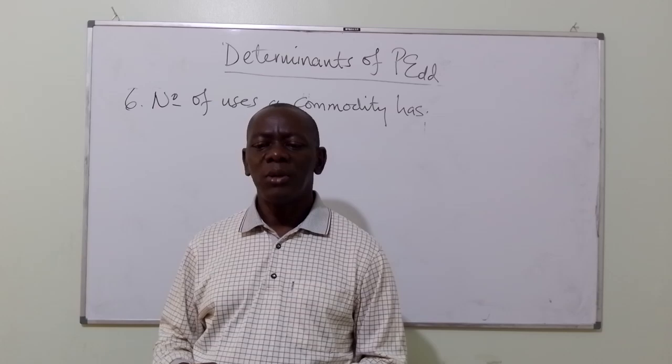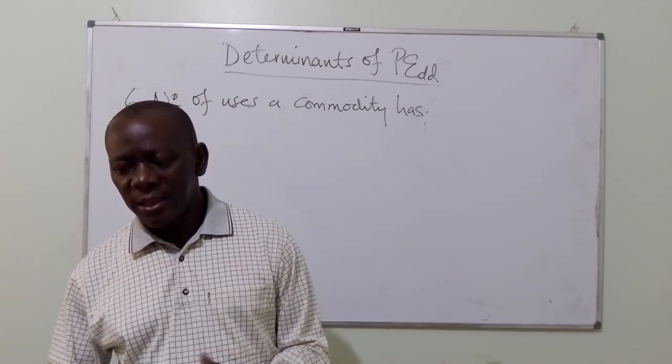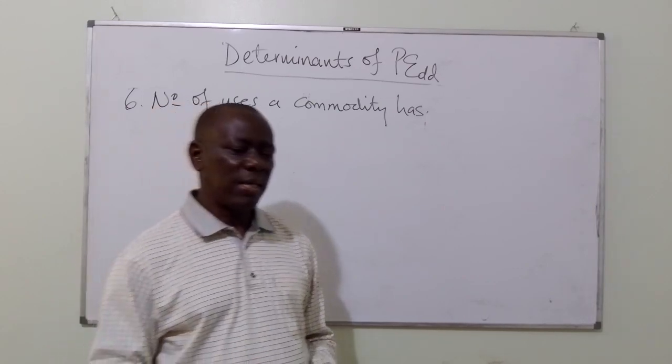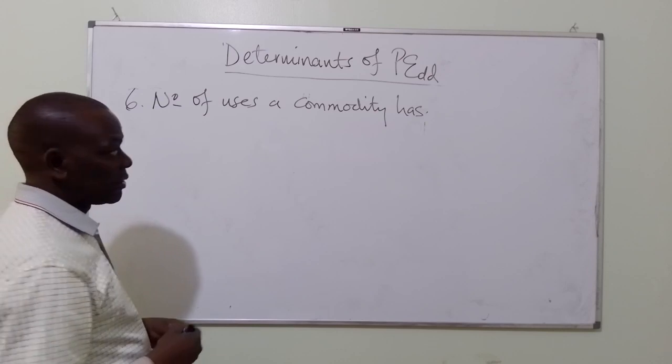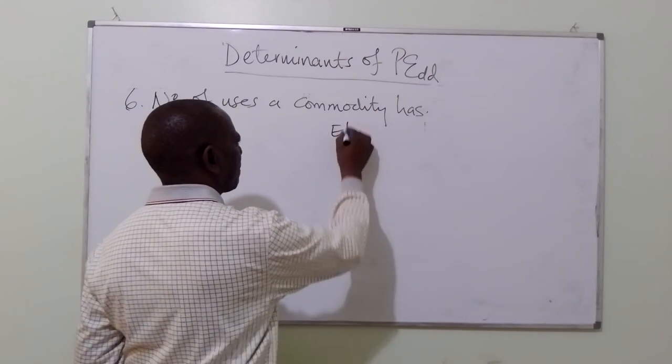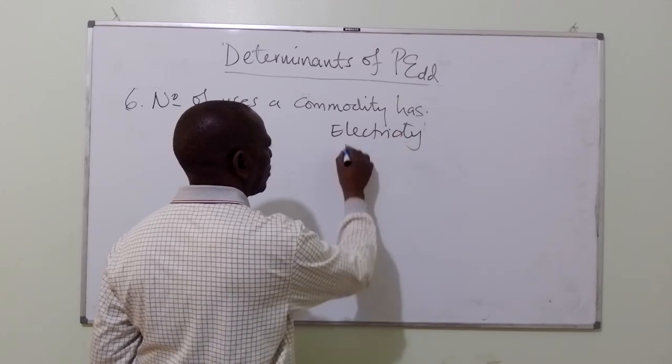An example I've been giving, and I'll still give: the demand for electricity is inelastic. Another reason why it has inelastic demand is this very reason. Electricity has a number of uses. So, electricity, water.